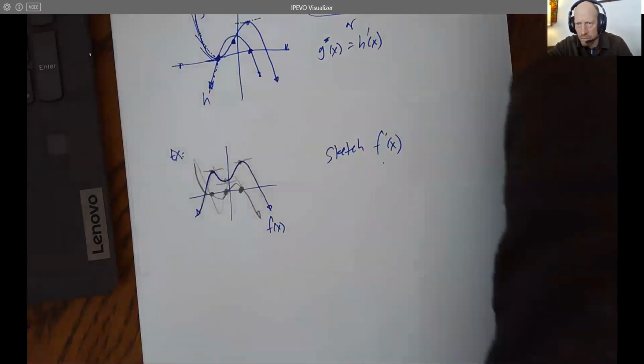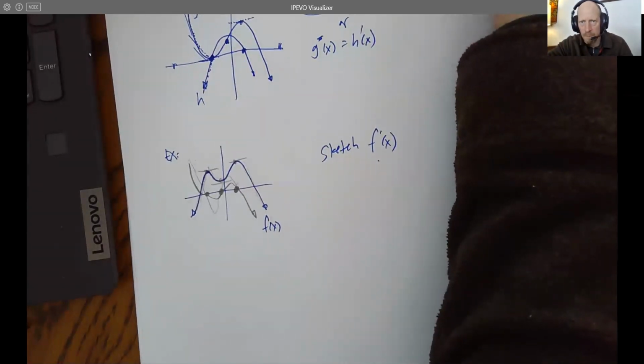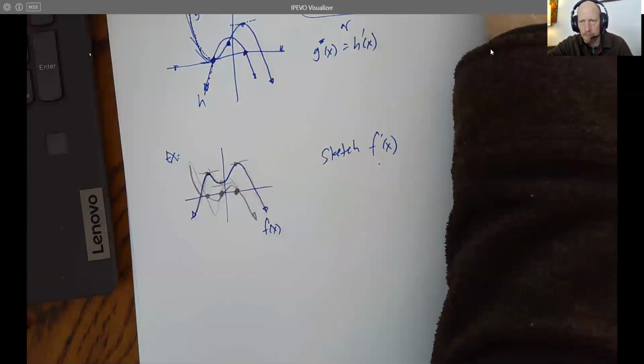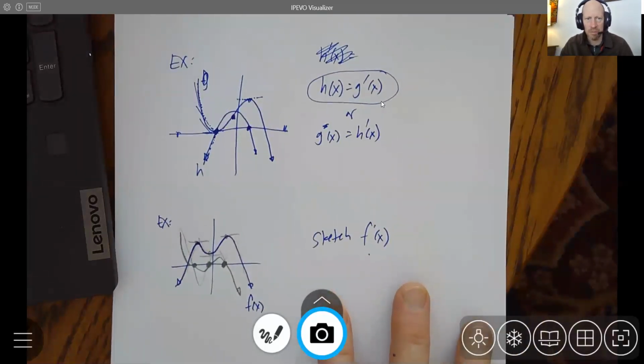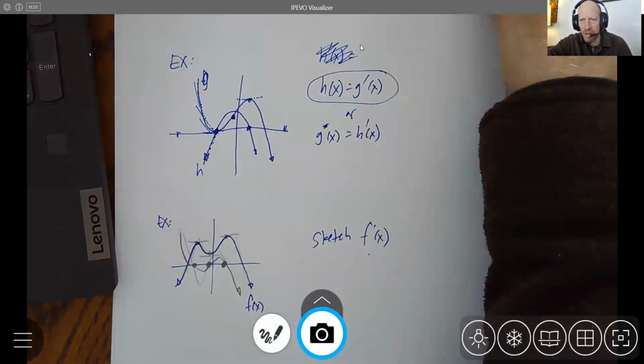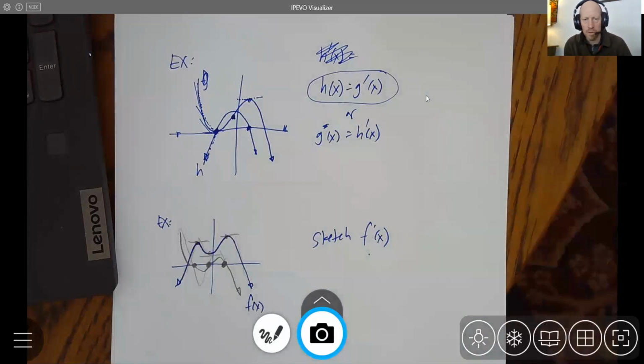Questions about those? I don't know. Did I say 5 or could have been from a while ago. Questions about either of these examples?